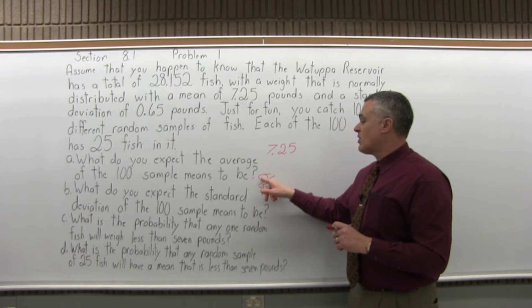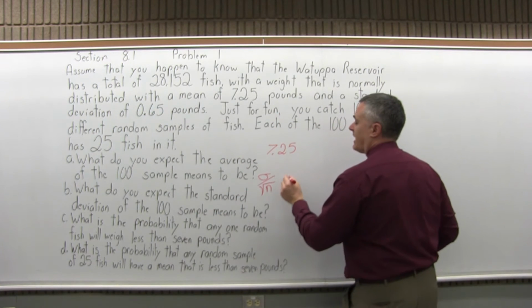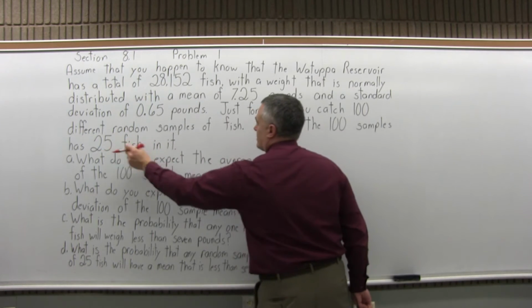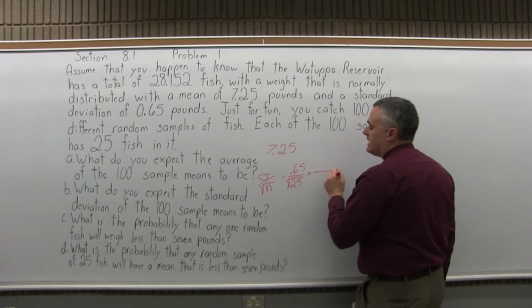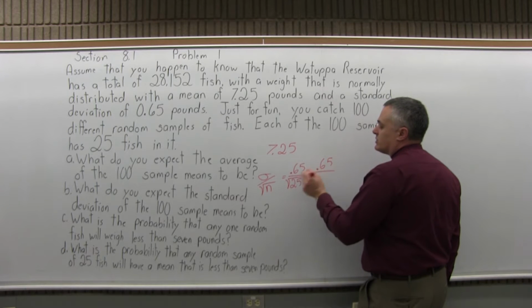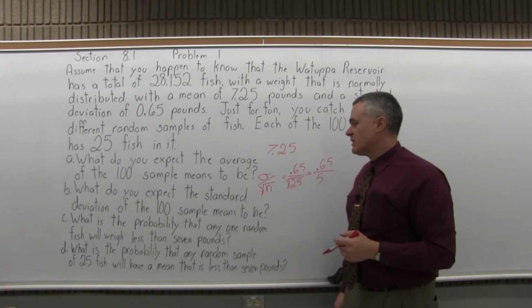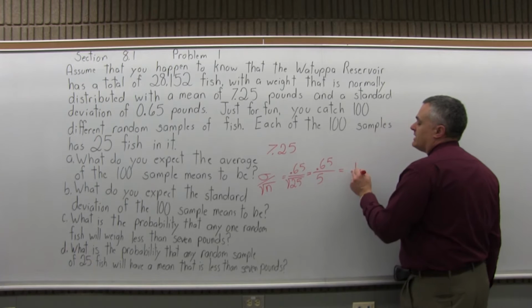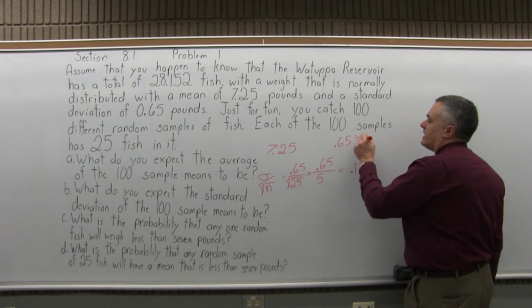For this particular problem, sigma, the standard deviation of the entire population, is given to be 0.65. And the size of the sample is given to be 25. Each sample you took had 25 fish in it, so that's the value for n. And 25 has a nice whole number square root. So the top will stay 0.65. The square root of 25 is 5, because 5 times 5 is 25. If I divide 0.65 by 5, the answer comes out to 0.13. If you don't know that, just use your calculator.